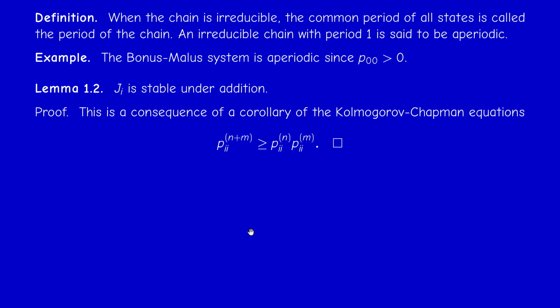For example, the bonus-malus system that we saw in an earlier video, we see directly that it's aperiodic. The chain is irreducible because all states communicate. And we had, if you remember, a positive probability of staying at 0. Therefore, 1 belongs to J0, and therefore D0 equals 1, and therefore the period is 1.